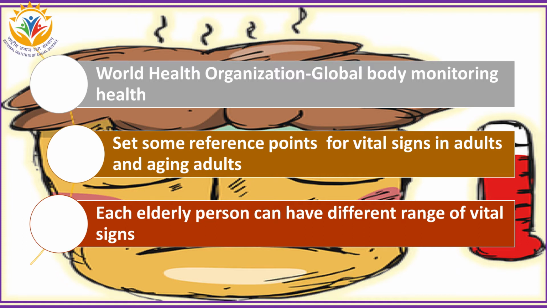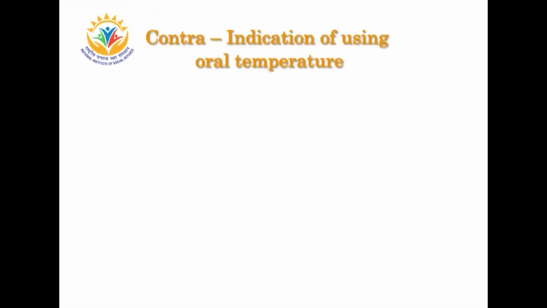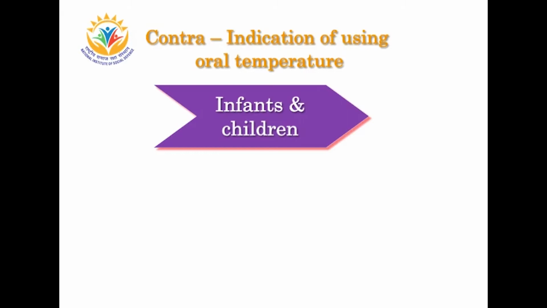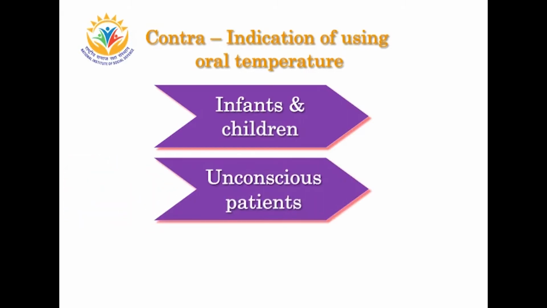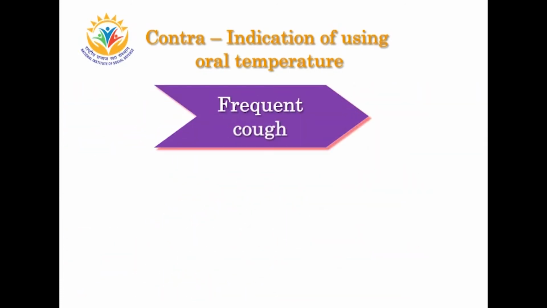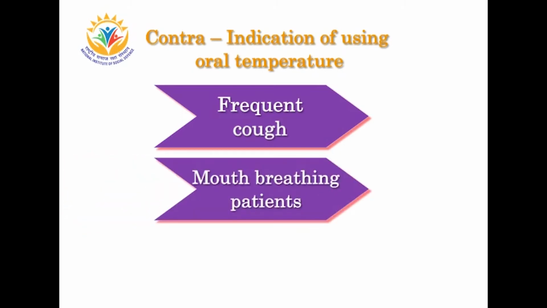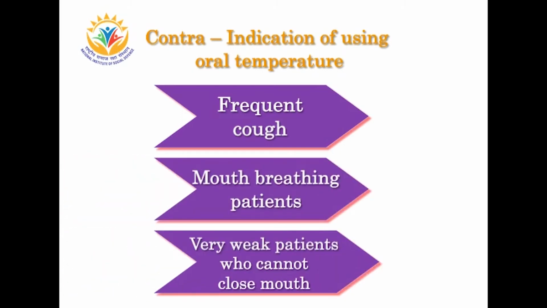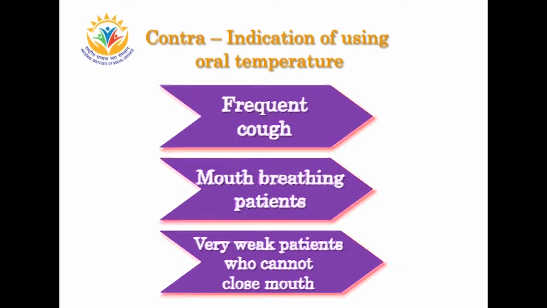There are a few contraindications of using an oral thermometer. That means the conditions where we cannot use the thermometer in the mouth. These conditions are infants and children; in infants and children, we can't take temperature by mouth. Also unconscious patients, inflammation or surgery of the mouth, frequent cough, mouth breathing patients, and very weak patients who cannot close their mouth. In those patients also we can't take temperature by mouth.